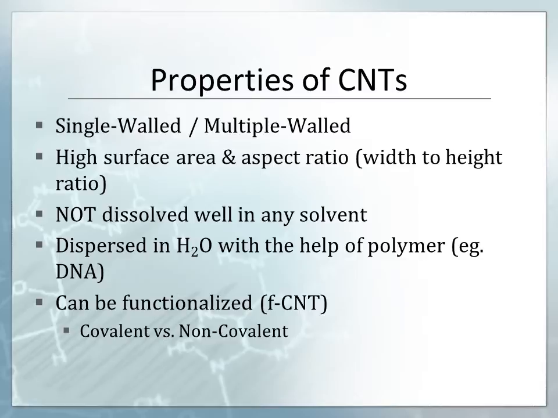Here is a short list of the properties of carbon nanotubes. As mentioned in the last slide, they can be single-walled or multiple-walled. Second, they have a high surface area and aspect ratio. The next one is they do not dissolve well in any solvent, but you can disperse them in a solvent with the help of a polymer such as DNA, which can make them solubilize in water.